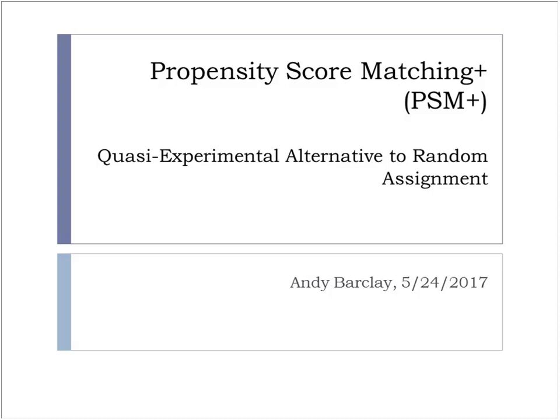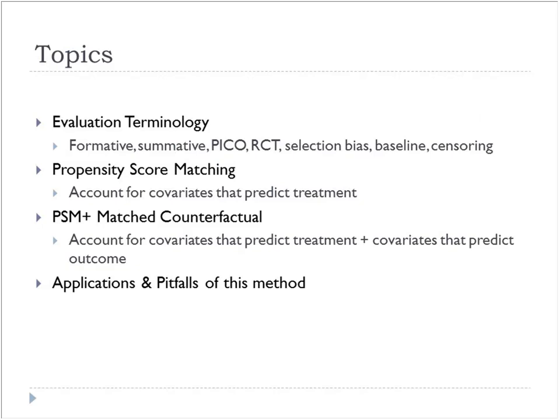So I came up with this alternate method, and I'm calling it PSM plus. The plus is for a little bit of, you might call it trickery, to get a comparison group using outcomes that we can predict from the baselines. So that's kind of the setup for everything.